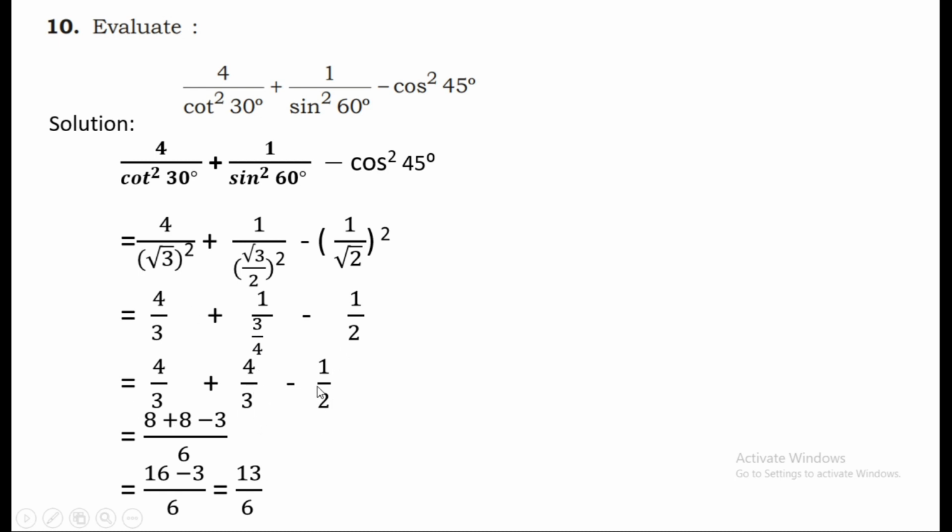We take the LCM. LCM of 3, 3 and 2 is 6. So 3 into how much is 6? 3 2s are 6 and 2 4s are 8, plus 3 into how much is 6? 3 2s are 6, so 4 2s are 8, minus 2 into how much is 6? 2 3s are 6 and 3 1s are 3. So you calculate 8 plus 8 is 16 minus 3 divided by 6. So 13 by 6. Very easy. Let us move on.